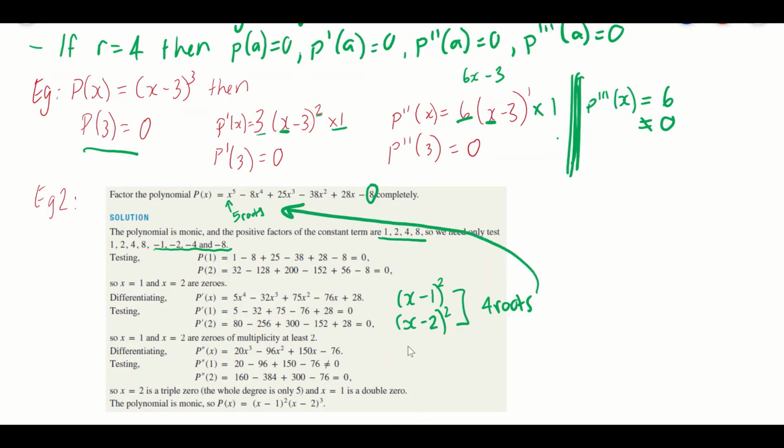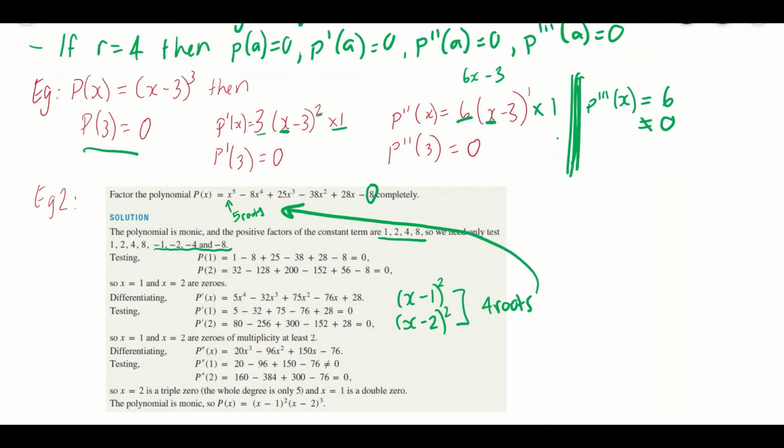So why not check to see if one of these are a multiplicity of 3 instead? So they differentiated again. See how it's becoming smaller, the polynomial is smaller to sub into, so it's easier to put it back into more derivatives rather than testing those other numbers. So when they subbed in the 1, they were out of luck. They didn't get 0 this time. So they know that x minus 1 is only a multiplicity of 2. There's no more than that.